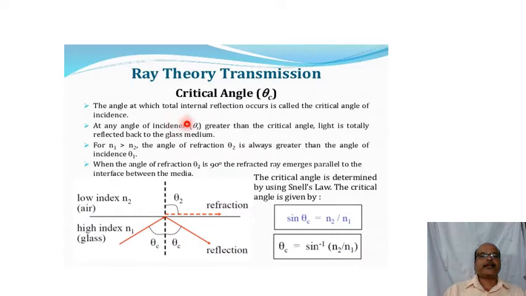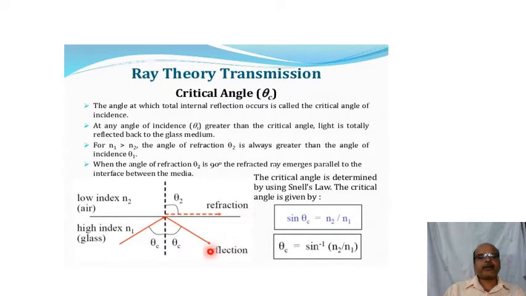Then we will study critical angle. In the class we have also defined this critical angle. The angle at which total internal reflection occurs is called the critical angle of incidence. At any angle of incidence theta 1 greater than the critical angle, light is totally reflected back into the glass medium.